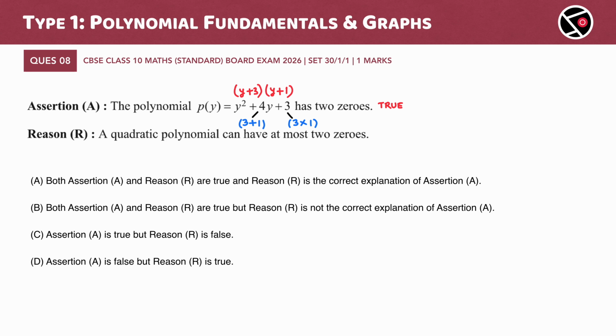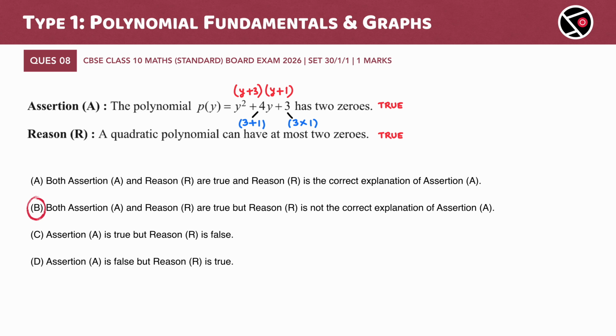A quadratic polynomial can have at most 2 zeros. This statement is also true. Both statements are true, but the reason is not the correct explanation of the assertion. Option B is the correct choice.